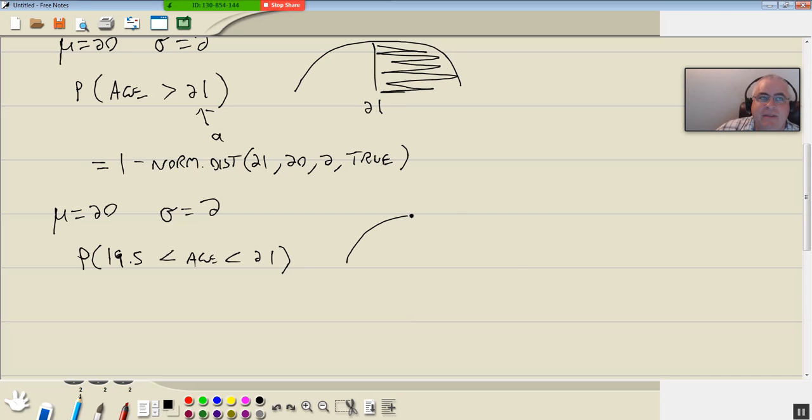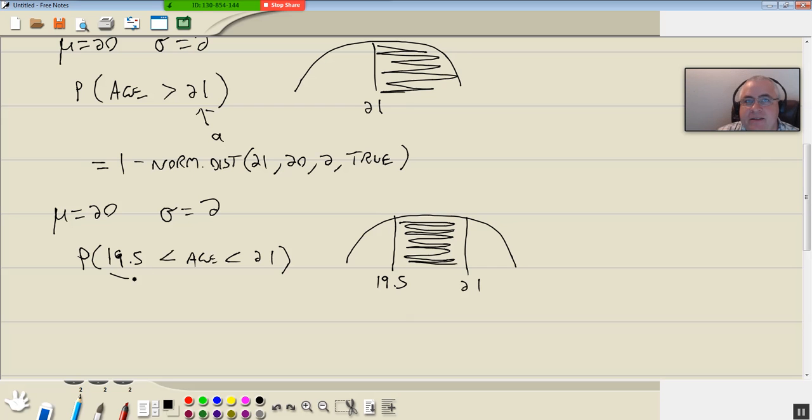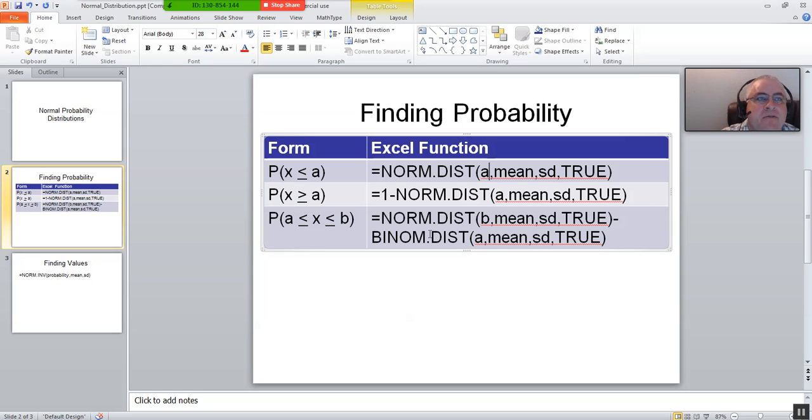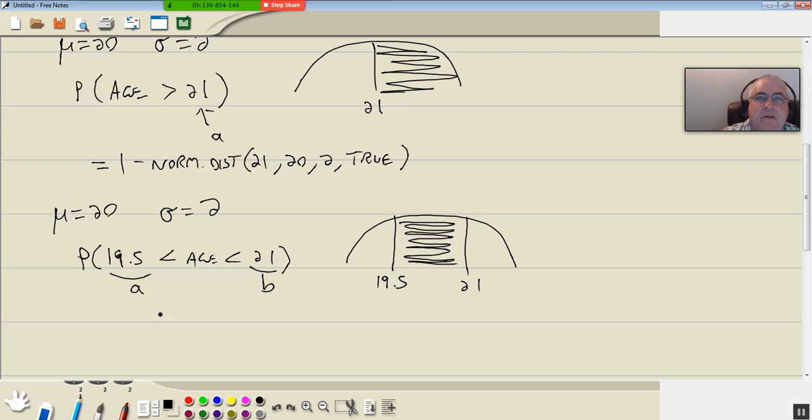Now picture-wise, never hurts to draw the picture. 19.5 and 21. We're trying to find this. And again, that's probability, but that's also area. Now this is going to be our A, and this is going to be our B. So between two values is our third choice here. You see it's equals NORM.DIST, B, mean, standard deviation, true.